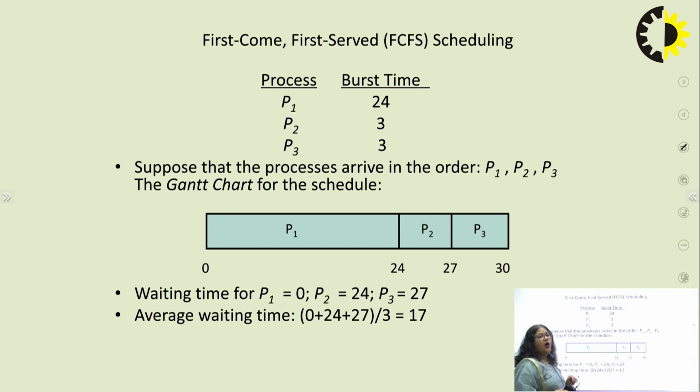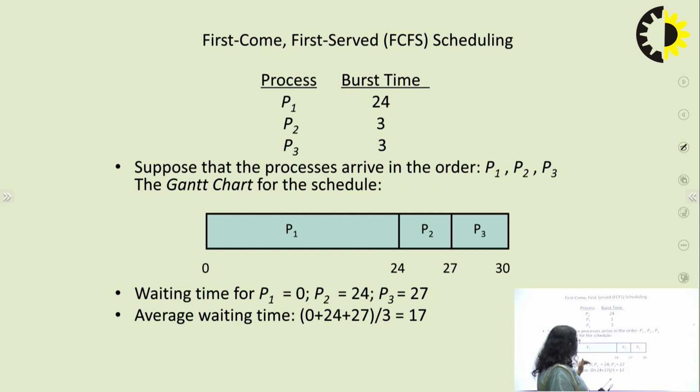So when we follow the order P1, P2, P3, first we assign the processor to P1. Its starting time is 0 and the execution time, that is the burst time, is 24. The processes P2 and P3 need only 3 minutes of the processor for execution, but because the arrival order is P1, P2, P3, we assign accordingly. So first we assign the processor to process P1, so it is 0 to 24 for the execution of P1, because it needs an execution time of 24.